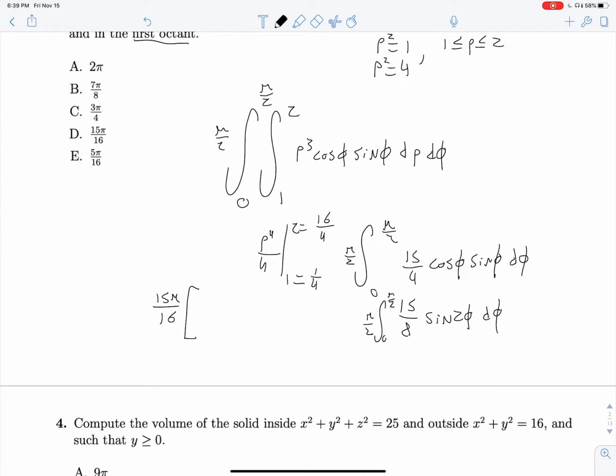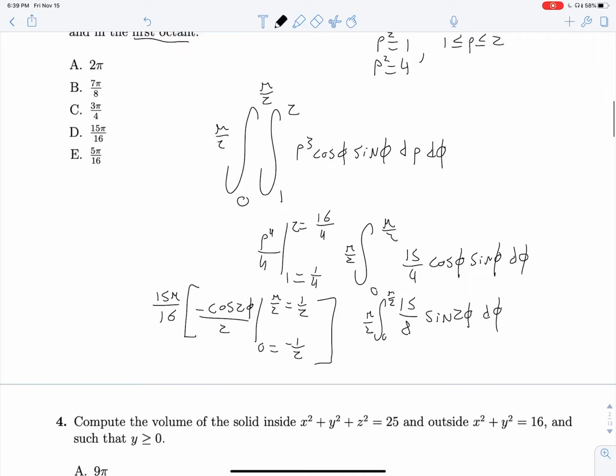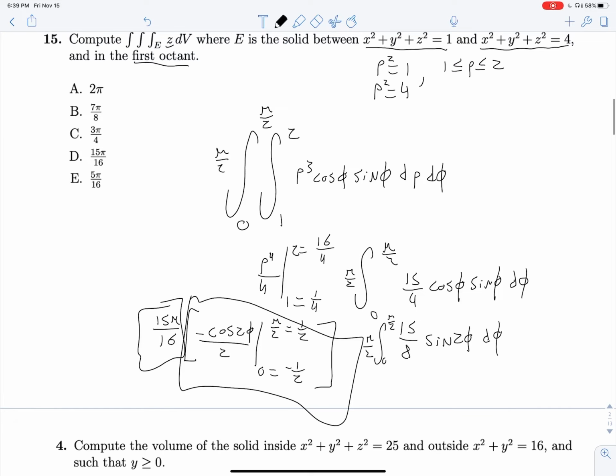times the quantity negative cosine of 2 phi over 2 on 0 to pi over 2. And evaluating, this will be 1/2, this will be negative 1/2, so everything in this quantity evaluates to 1, and we're multiplying by 15 pi over 16, and that is our answer.